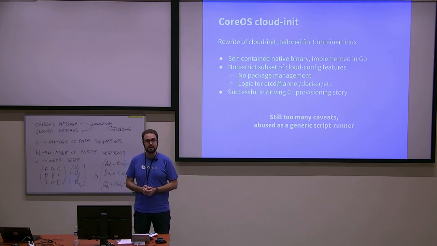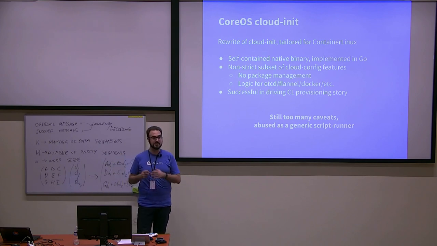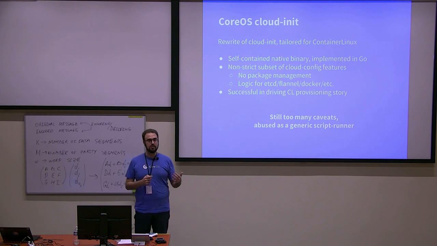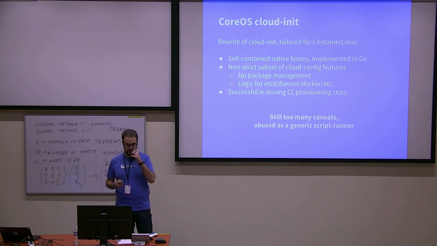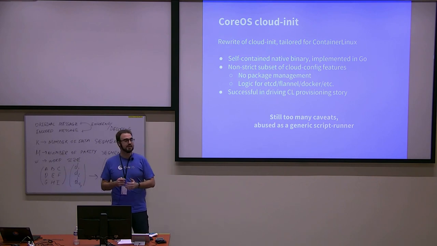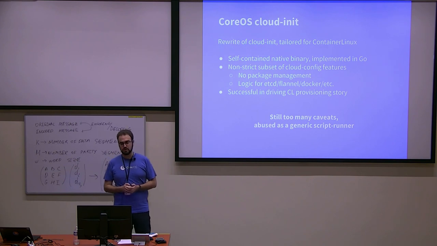The thing that we did is we plainly ported it from Python to Go. So we wrote something called CoreOS cloud-init, which is basically a subset of cloud-init. It takes the same cloud config, but it's not written in Python, it's a Go native application, so it's self-contained. It has a minimal subset of the cloud config. So for example, you cannot install packages, of course. And then we also added a bunch of stuff for what we actually want to do, which is some sugar for etcd, flannel, docker, whatever.